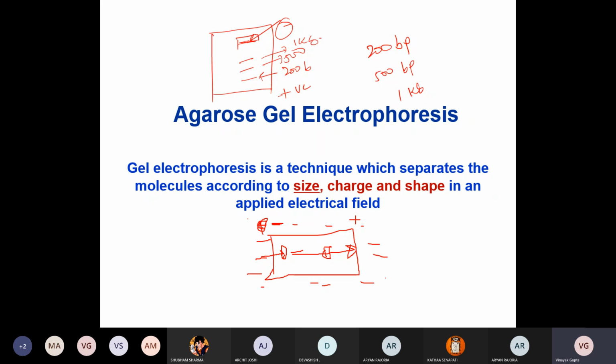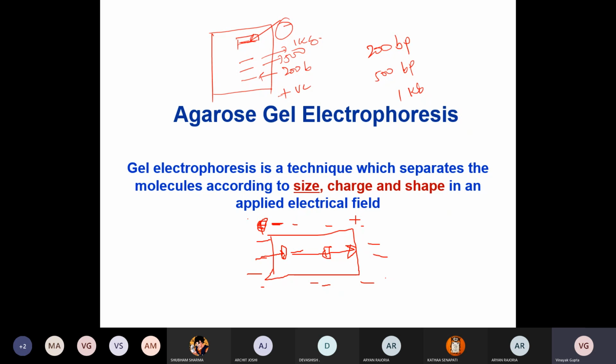This is one of the most famous techniques in biotechnology. Even now, if you go to the biotech department and visit the genetics lab, somebody will definitely be doing agarose gel electrophoresis. This is a very routine thing in a biotech lab. Agarose gel electrophoresis is a technique which can separate molecules according to their size, charge, and shape. These are the three properties which we are going to consider.